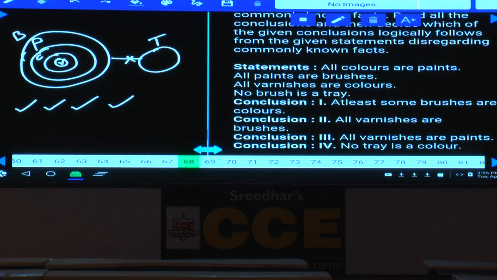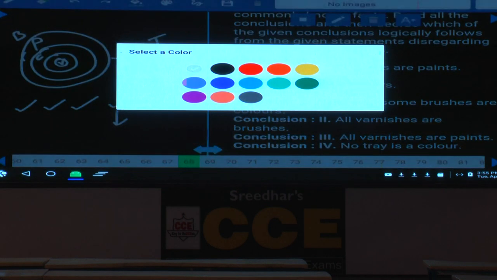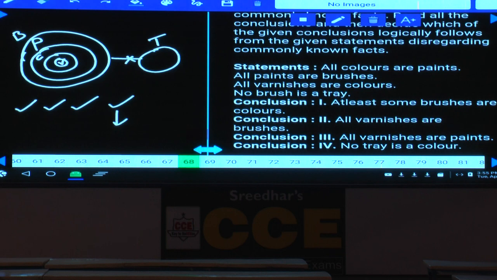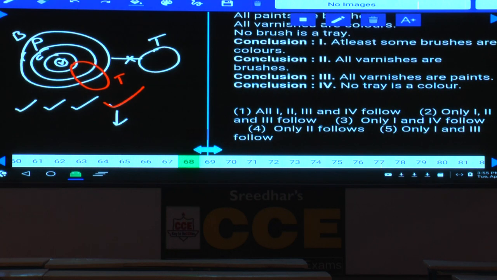As it is true here, in order to make this one false, we should go for an alternate diagram. Yes, what is the complementary pair to this? Tell me. Now some trays are colors, which means a tray and color should be intersected. Now tell me whether we can draw tray like this. If you draw tray like this, no. And no brush is a tray will be false. Hence alternate diagram cannot be drawn, and the previous conclusion will be true forever. Hence all the given conclusions 1, 2, 3 and 4 follow. Choice 1 is the answer.